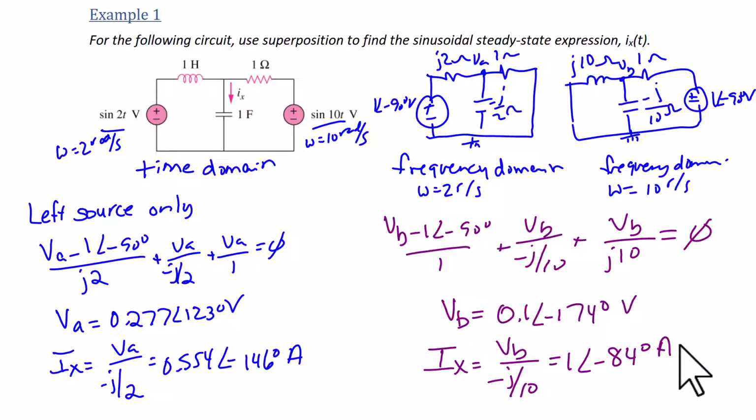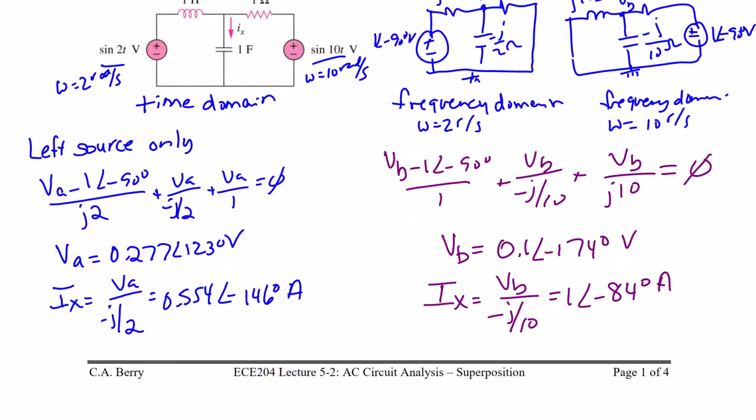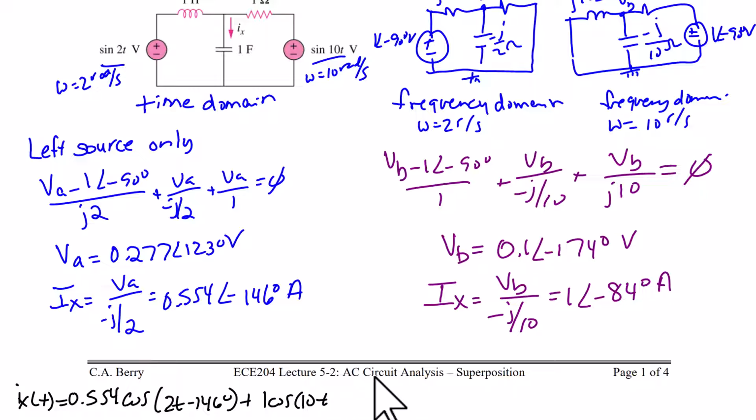Recall that since we got these values at two different frequencies, we cannot express the answer in the frequency domain. We must express the answer in the time domain. So we can now write IX of t to equal 0.554 cosine(2t minus 146 degrees) plus 1 cosine(10t minus 84 degrees), and the units are amps.